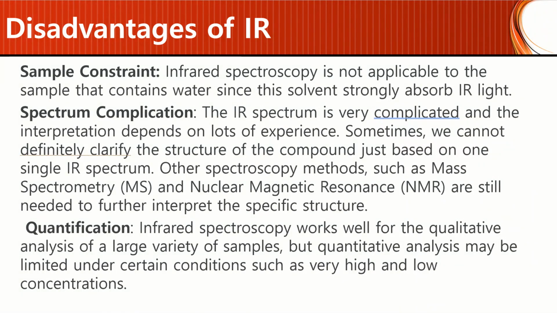Spectrum complication. The IR spectrum is very complicated, and the interpretation depends on a lot of experience. Sometimes we cannot definitively clarify the structure of the compound just based on one spectrum. So we have to complement it with other spectroscopic methods such as mass spec or NMR in order to further interpret the spectrum, to further elucidate the structure, to figure out the compound. We cannot just use IR, right? We have to combine it with other methods in order to figure out the structure.